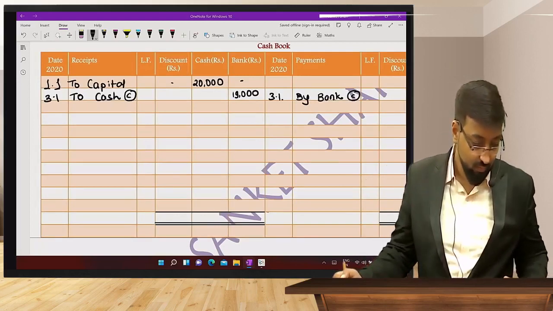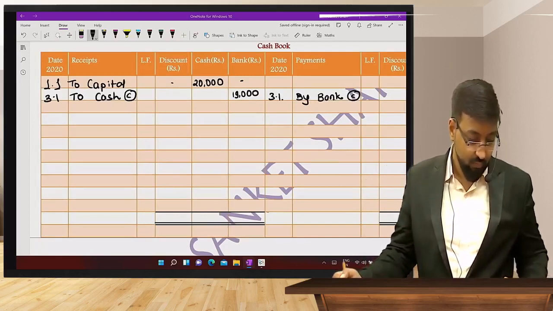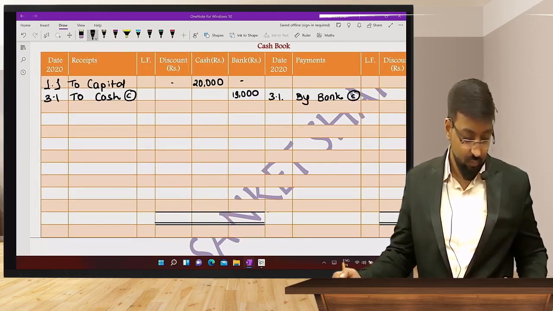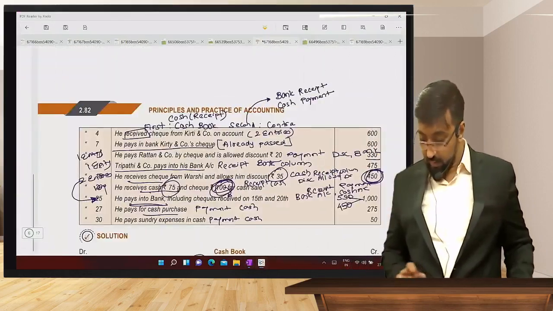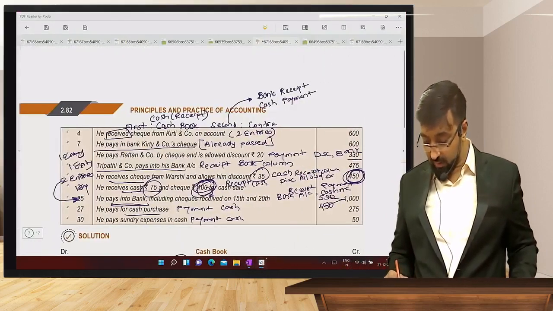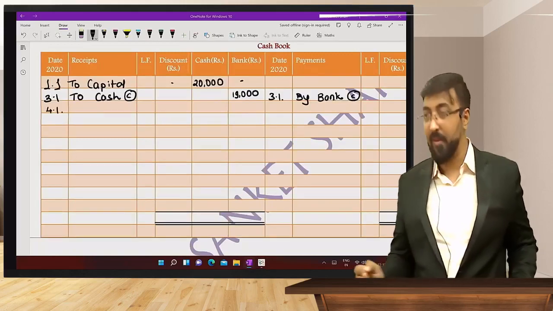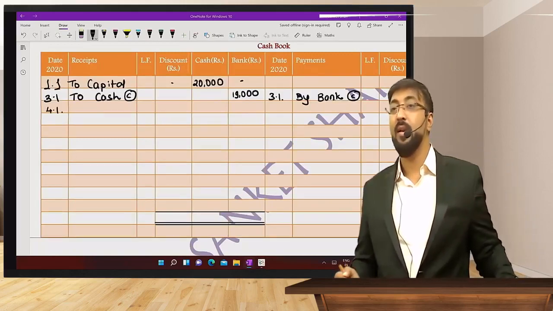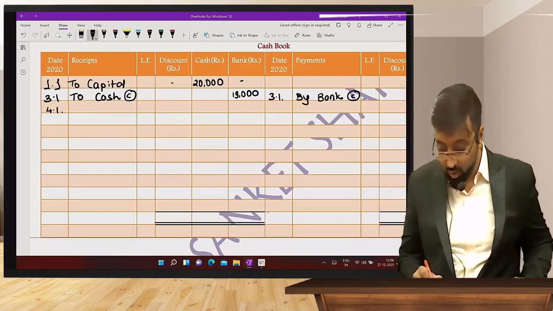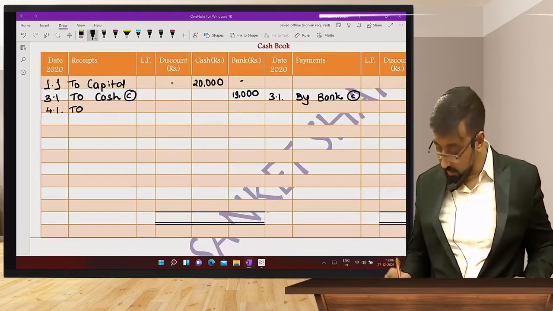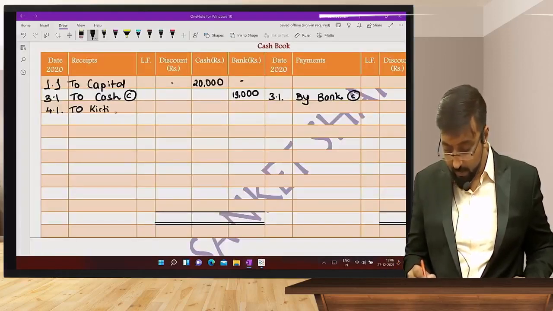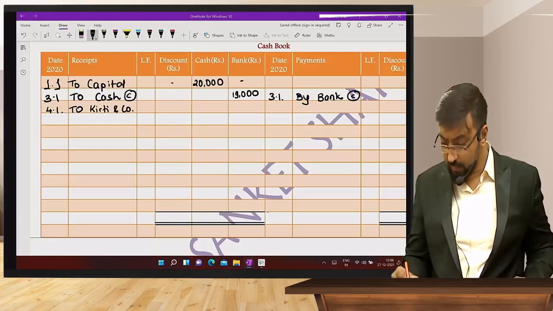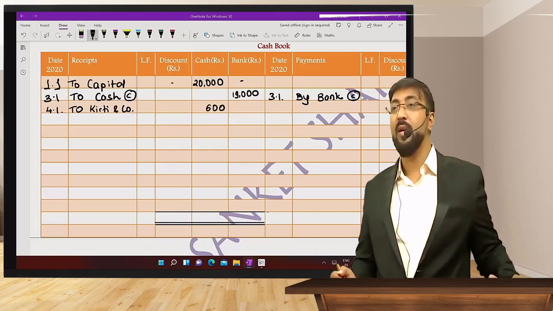Next entry is, he received a check. So, received a check, beta, 4th Jan. What is the first entry? Cash column. Cash to? Yes, beta. Kirti and Company. How much? 600.